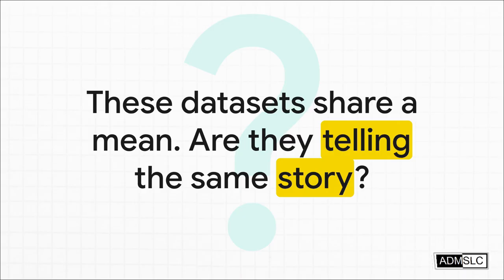I mean, imagine you have two datasets. They both have the exact same mean, let's say it's 50. But in one of them, all the numbers are crammed between 49 and 51. In the other, they range from 0 all the way to 100. Are they telling the same story? Absolutely not. To capture that difference, we have to measure the spread.